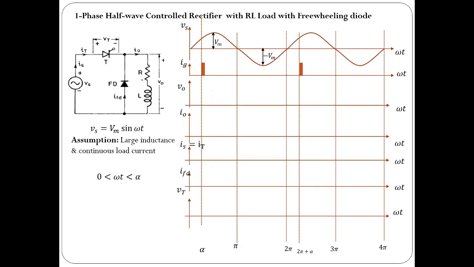Now for omega t equal to 0 to alpha, what would happen during this period? The thyristor is not fired. The firing angle is given at alpha. Even though the thyristor is forward biased during this period, there is no gate pulse applied, so it is in the forward blocking state, the off state, and current through it is going to be 0. And according to the large inductance assumption, the current is going to be continuous.